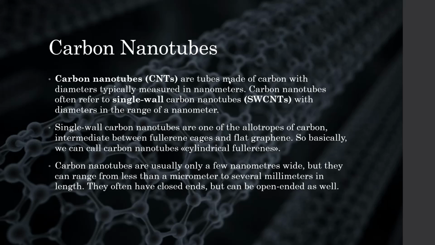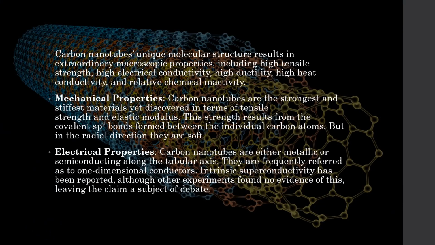Carbon nanotubes are usually only a few nanometers wide, but they can range from less than a micrometer to several millimeters in length. They often have closed ends, but can be open-ended as well. Carbon nanotubes' unique molecular structure results in extraordinary macroscopic properties, including high tensile strength, high electrical conductivity, high ductility, high heat conductivity, and relative chemical inactivity.